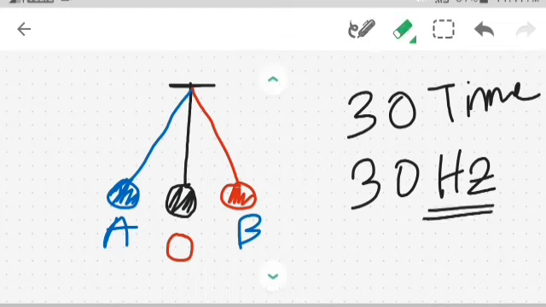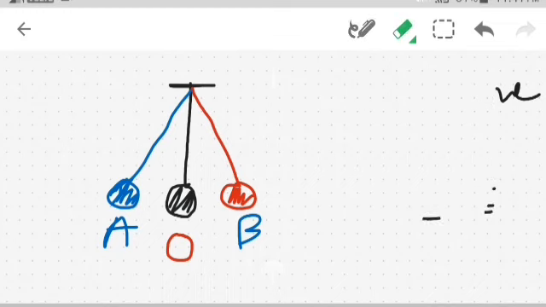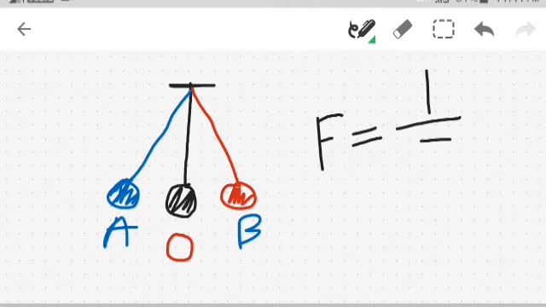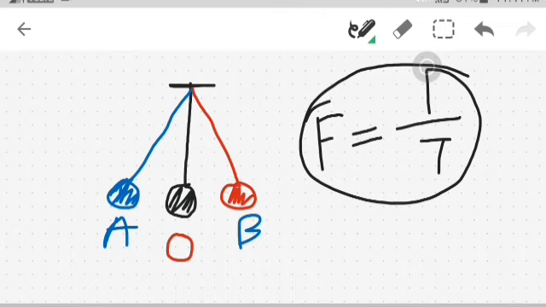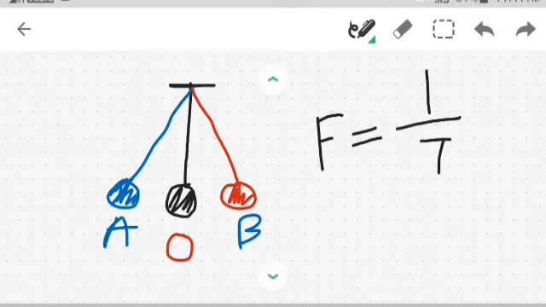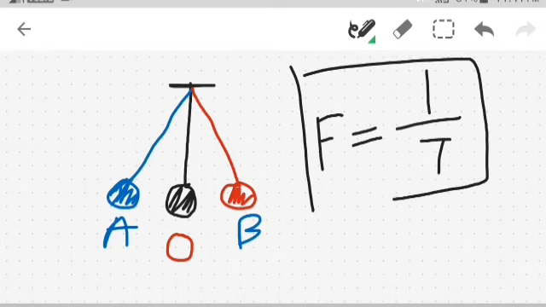Now there are some relations between time period and frequency. Basically, frequency is equal to 1 by time period. This is the relation between frequency and time period. So the relation is frequency is equal to 1 by time period.